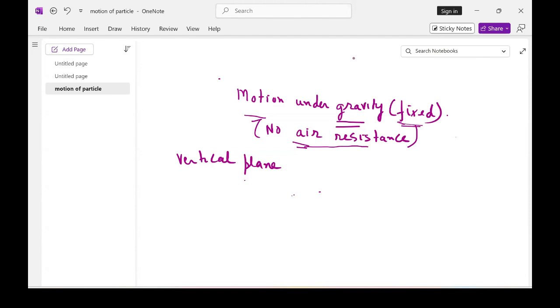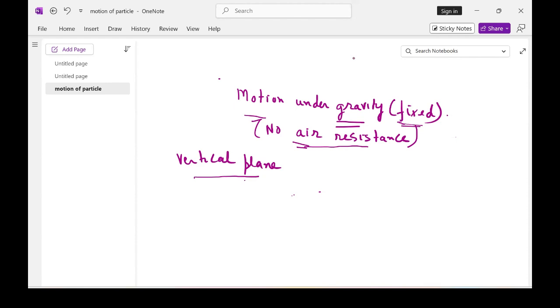So one thing is clear: we are trying to study the motion of a single particle when there is only gravity interaction taking place. One thing is very clear: this motion is definitely taking place in a vertical plane. That means in a plane which is perpendicular to the ground. Otherwise, gravity has no effect; there is no question of gravity if you consider a horizontal plane.